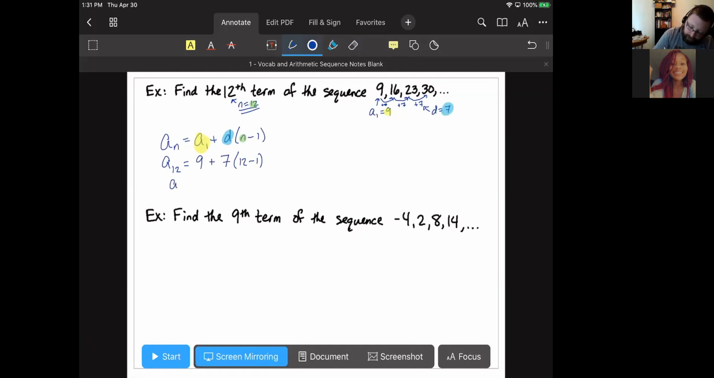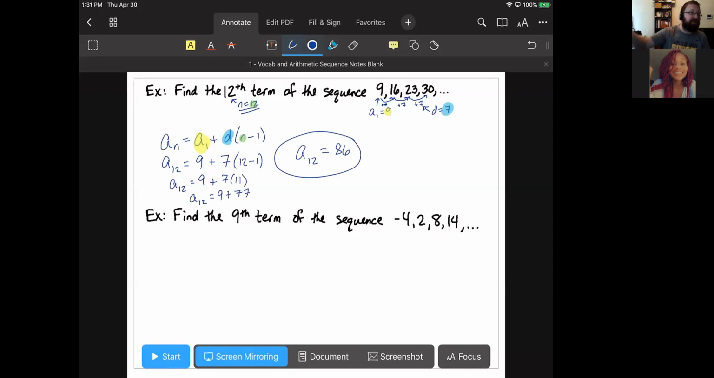So that would be the 12th term is 9 plus 7 times 11, or the 12th term is 9 plus 77, which means the 12th term would be 86. 86 would be the 12th term in the sequence.